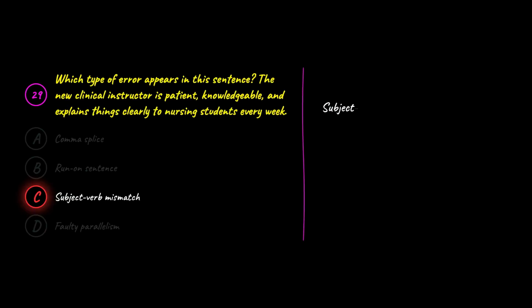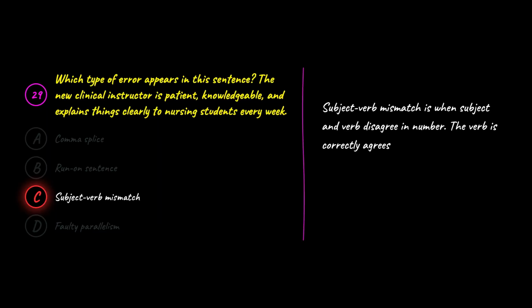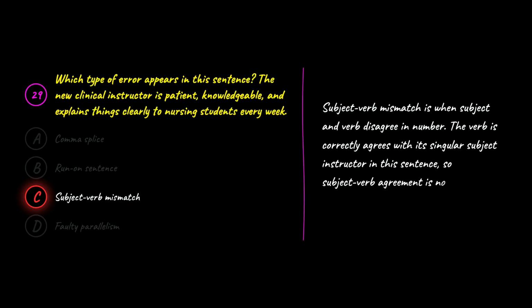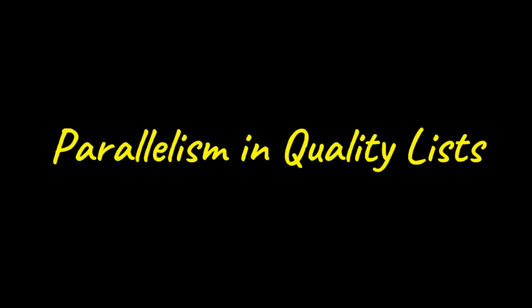C is wrong because subject-verb mismatch is when subject and verb disagree in number. The verb correctly agrees with its singular subject, instructor, in the sentence. So subject-verb agreement is not the problem in any predicate elements. Faulty parallelism doesn't just appear in lists of activities. It shows up just as often in lists of qualities. The same core rule applies.